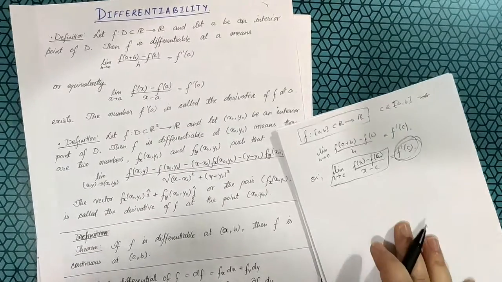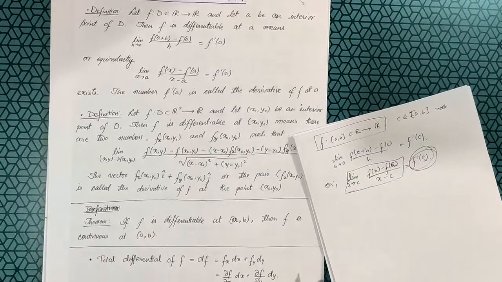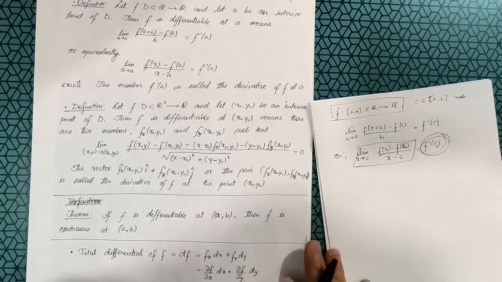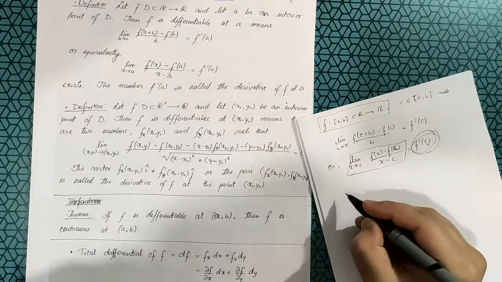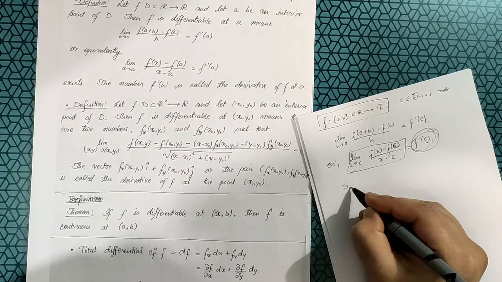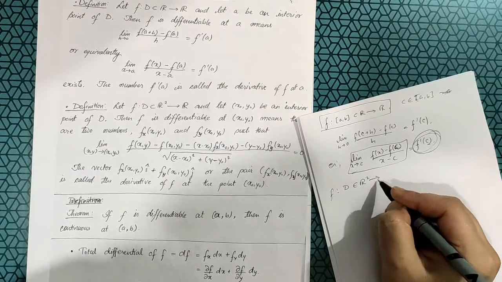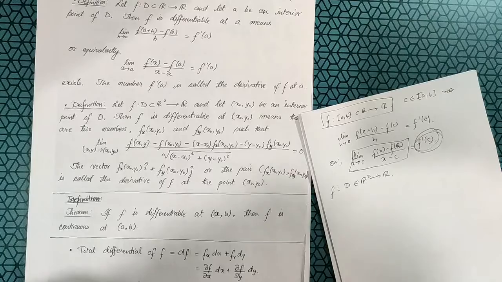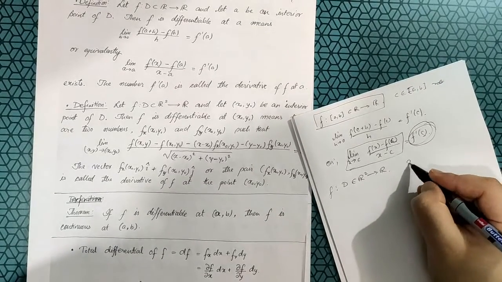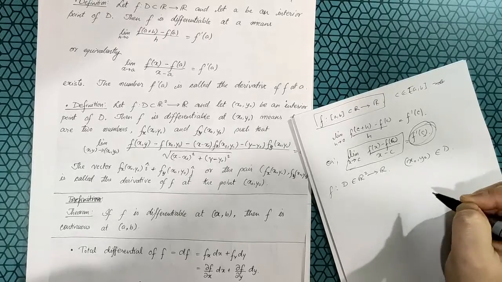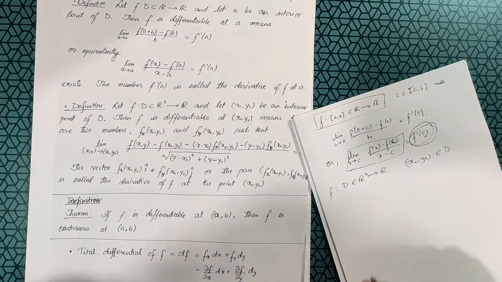Similarly, if we proceed with a similar argument, we can define it for two dimensions. For two dimensions, what changes is the domain. Now it is R2 to R. So we have a point somewhat like this in the domain, and everything else remains the same.